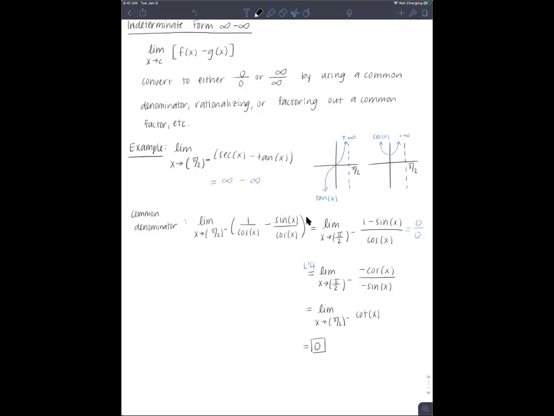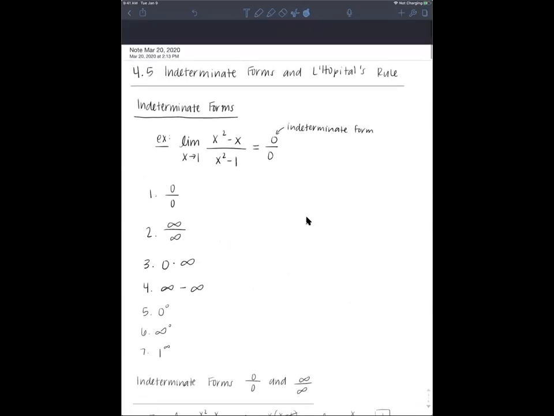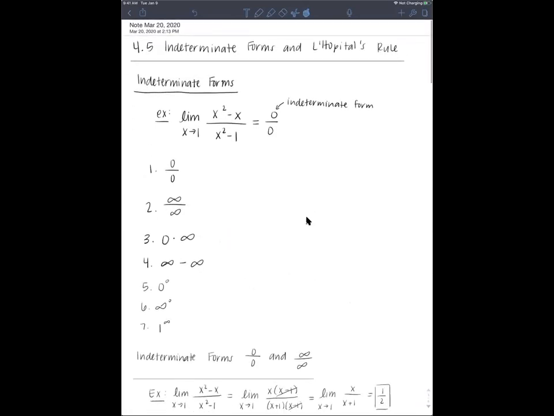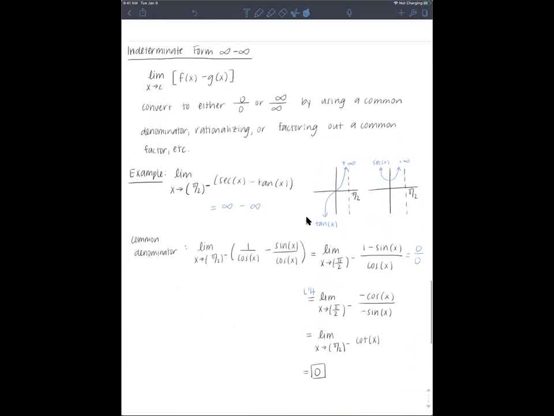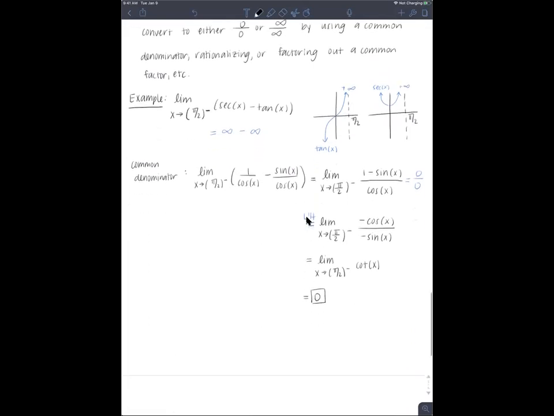So far that takes care of, hang on, I'm gonna scroll back up real quick. That takes care of 1, 2, 3, up to 4. So we've learned how to deal with 4 of the types of indeterminate forms now. And so let's talk about the last 3. They're all solved the same way.